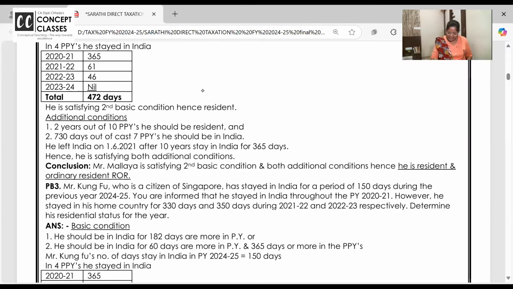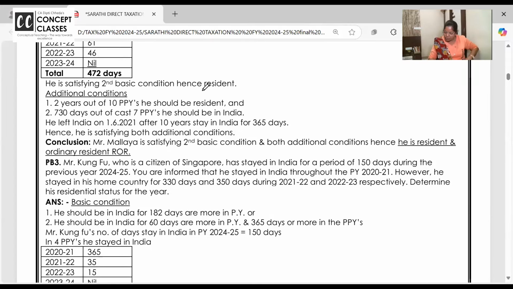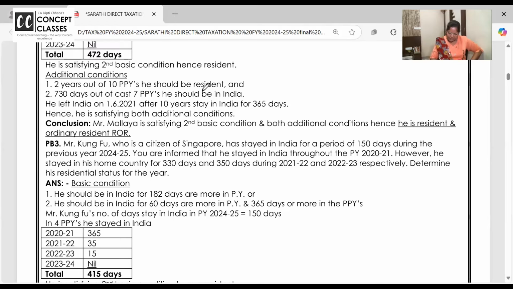Tomorrow also we are doing the same topic, but we will do it in more detail. So Malaya is clear. Kung Fu, we can just check it and you can do it as homework. Kung Fu is a citizen of has stayed in India for 150 days or more. So 182 days is not happening, but this is happening. You are informed that he stayed in India throughout the year 2021. Okay, 365. He stayed in his home country. What is his home country? Singapore. He came to India from there.